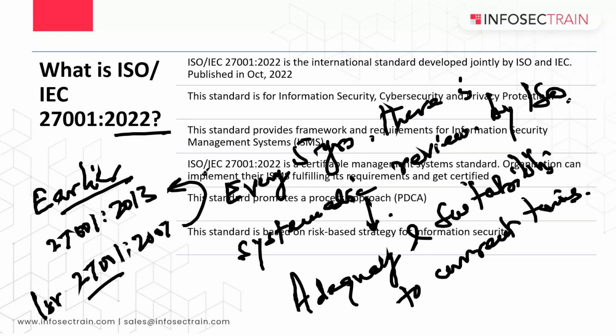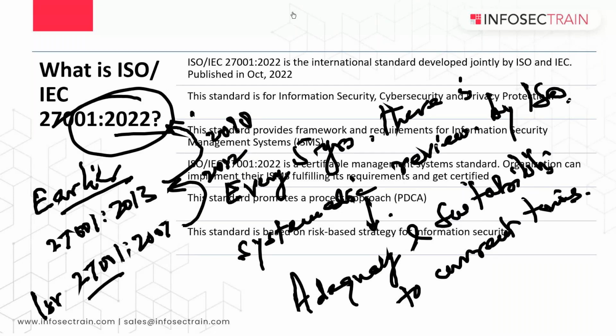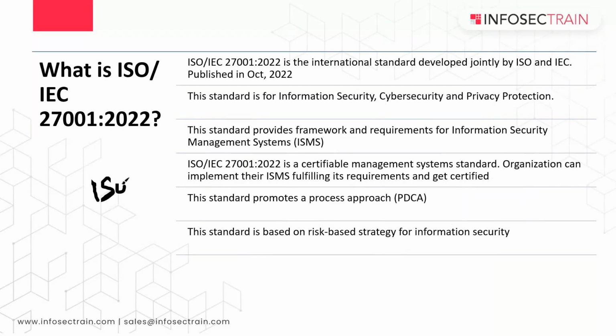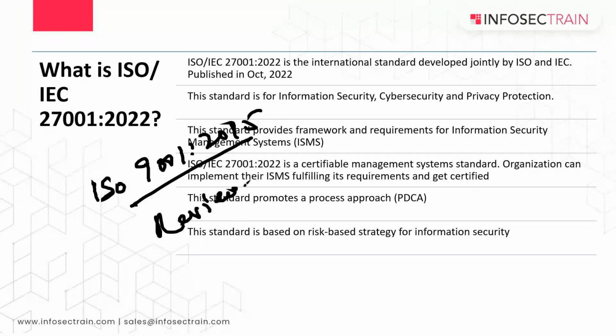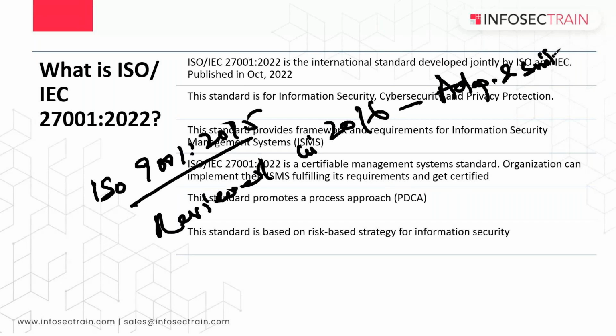So this review happened in 2012. Then a review happened in 2018 and we got the 2022 standard. On the other hand, ISO 9001 2015 quality management system, it was reviewed in 2016, found still adequate and suitable. So no changes.